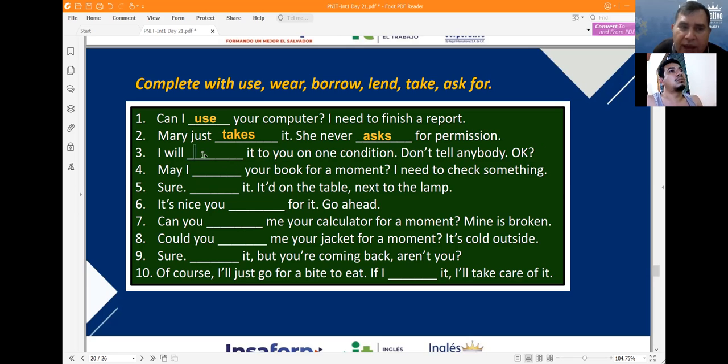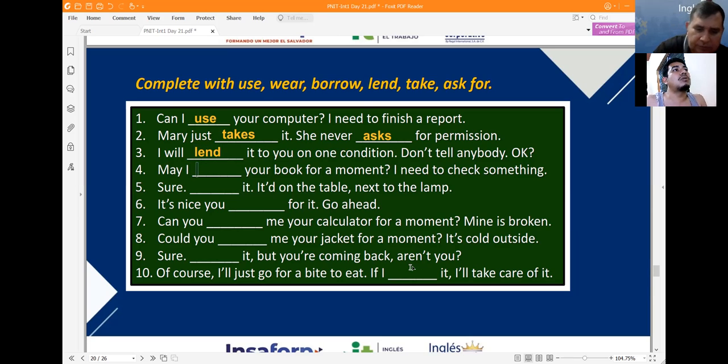Number three, I will what? I will lend. Exactly. I will lend it to you on one condition. Don't tell anybody. Why do you think he says don't tell anybody? Because everybody will come and say, hey, lend me your computer, right? Lend me your computer. Okay, number four.